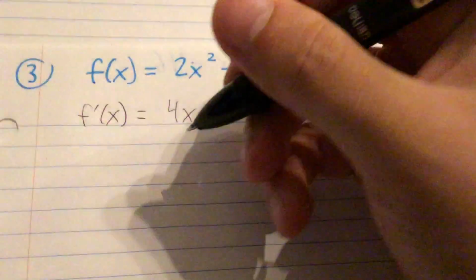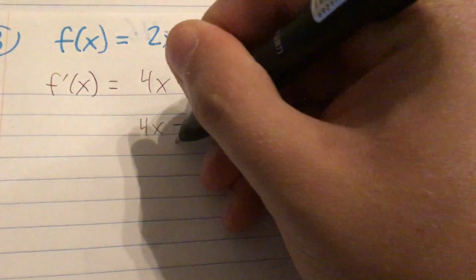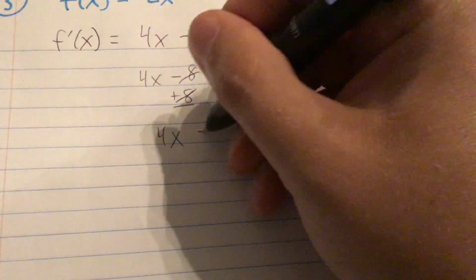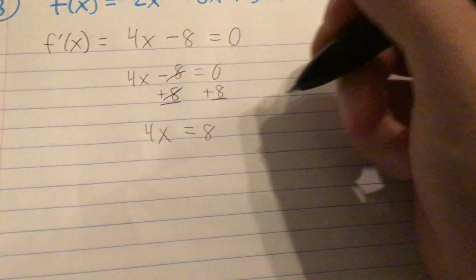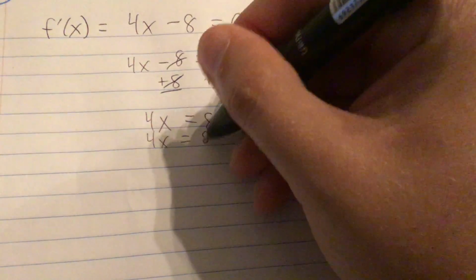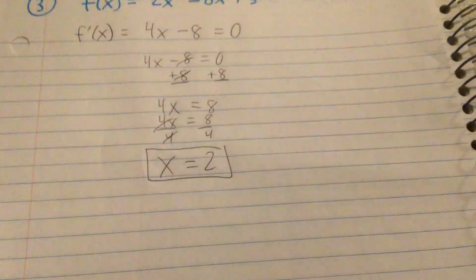Now that I got f prime of x equal to 0, I'm going to solve for x by adding 8 to both sides. So then I got 4x is equal to positive 8. Now I'm going to divide both sides of the equation by 4. And therefore, x is equal to positive 2 is where my critical point is.